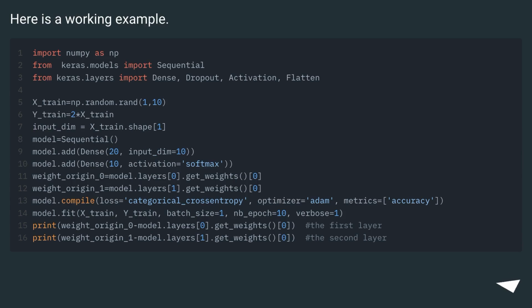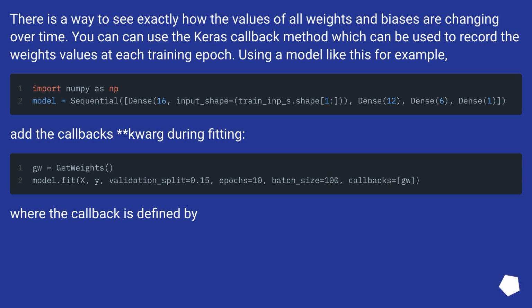Here is a working example. There is a way to see exactly how the values of all weights and biases are changing over time. You can use the Keras callback method, which can be used to record the weight values at each training epoch.